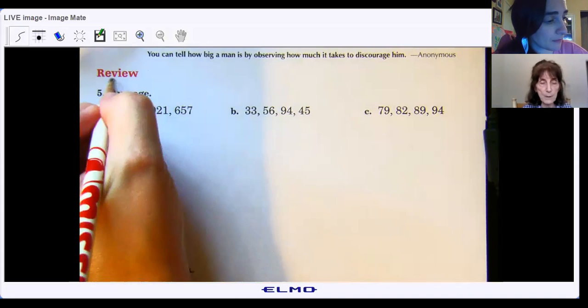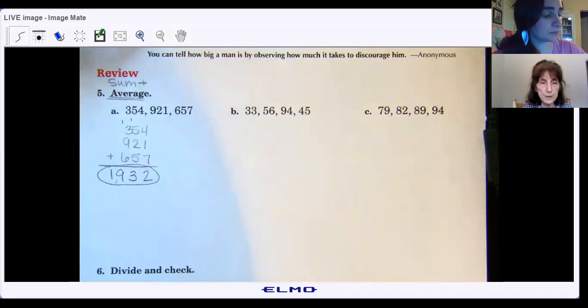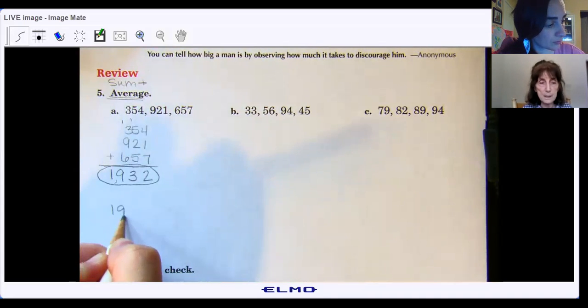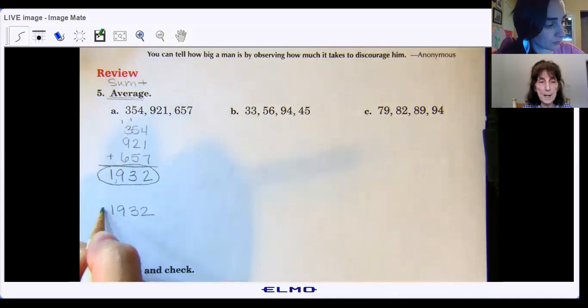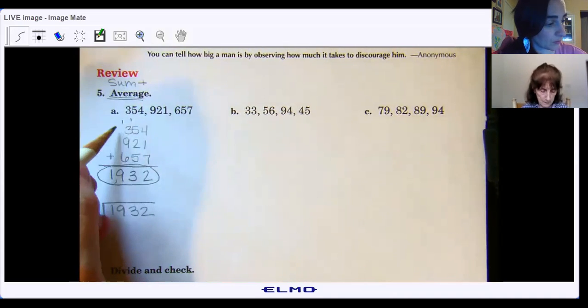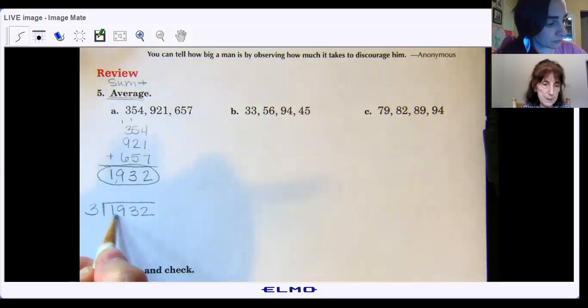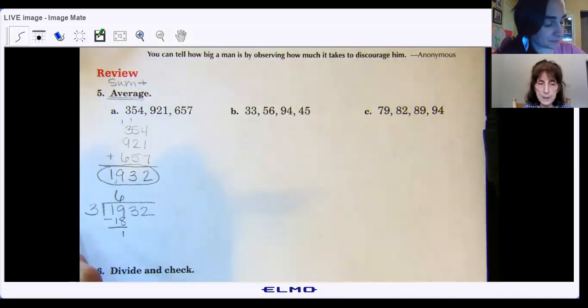Okay, now we're gonna find the average of the 3 numbers. So we're gonna divide 1,932 by 3 because you have 3 numbers that you added. All right, so 3 will go into 19 6 times. So 6 times 3 is 18. Draw your line and subtract. All right, 3 won't go into 1, but you have help, so bring down your other 3.